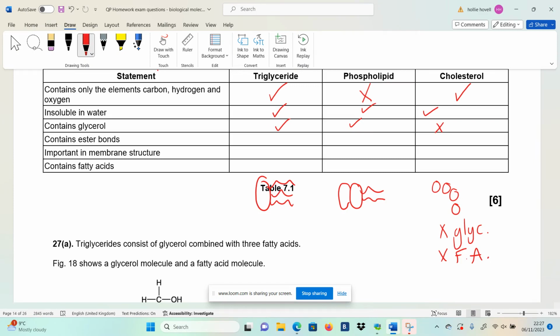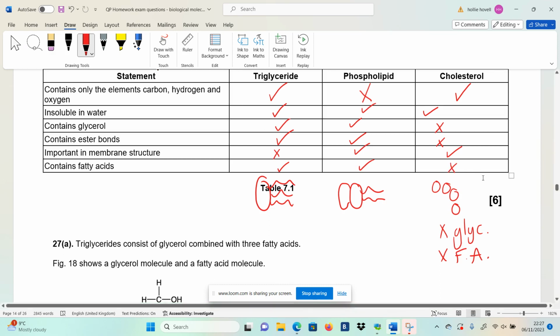Does it contain ester bonds? This is tricky. We've learnt that these two do. Cholesterol, you probably wouldn't really know, but the ester bonds are what join the fatty acids on, and that doesn't have fatty acids to join on, and therefore, no, it doesn't have ester bonds in it. Is it involved in membrane structure? Phospholipids and cholesterol are, triglycerides are not. You'll know that much better once you've been through the membranes lesson. And does it contain fatty acids? You can see from the diagram that these two do, and this one doesn't. So some elements of that are quite easy, but some of the cholesterol bits are much more tricky.